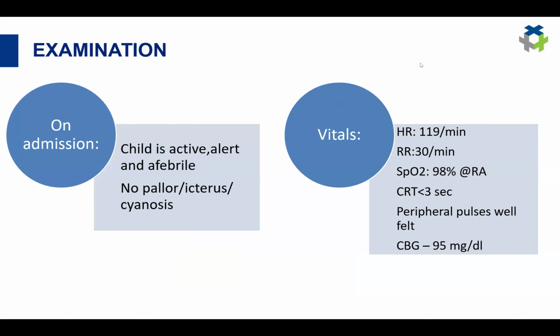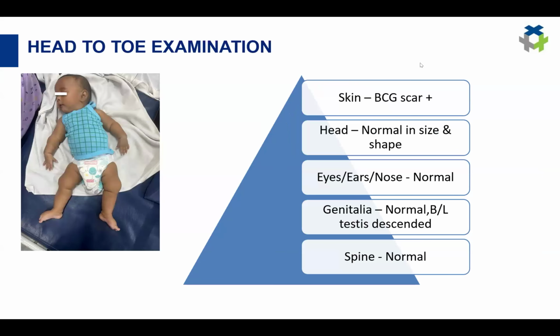On examination, on admission, child was active, alert, and afebrile. There was no pallor, icterus, or cyanosis. Vitals: heart rate was 119 per minute, respiratory rate was 30 per minute, saturation was 98% under room air, CRT was less than 3 seconds, peripheral pulses were well felt, and CPG was 95. On head-to-toe examination, skin BCG scar was present, head was normal in size and shape, ears, eyes, and nose were normal, genitalia was normal, bilateral testis descended, and spine was normal.